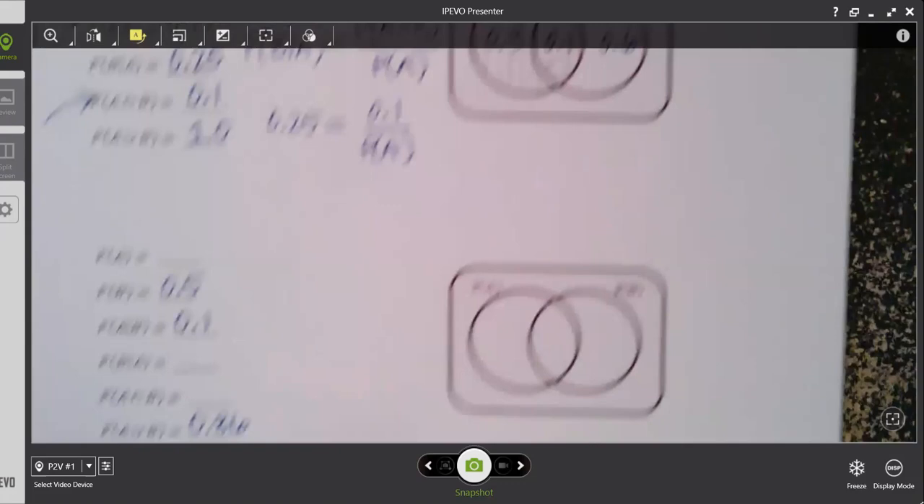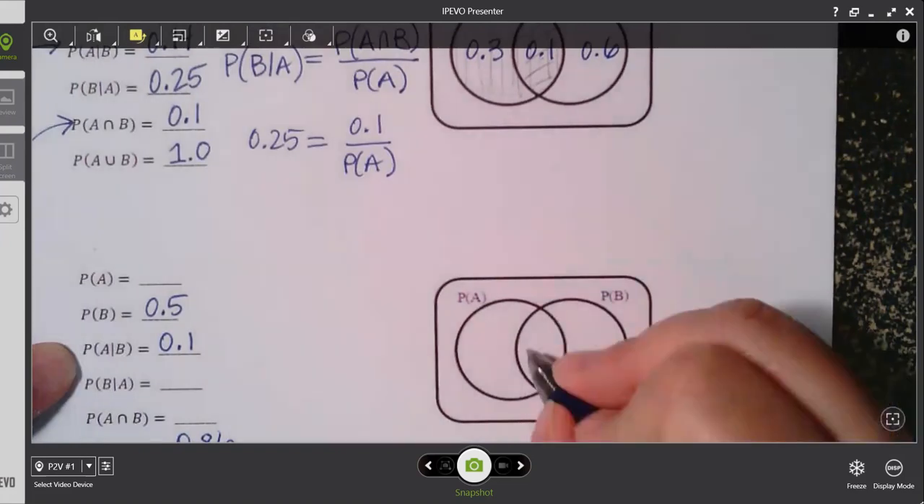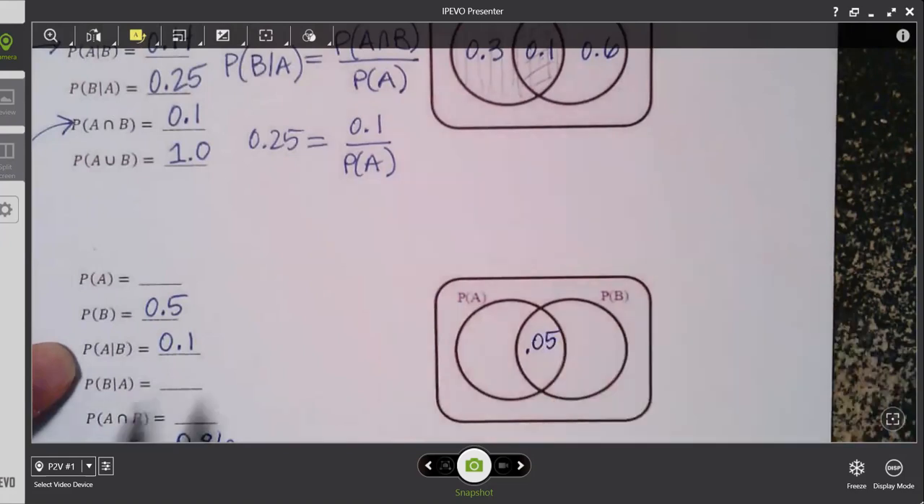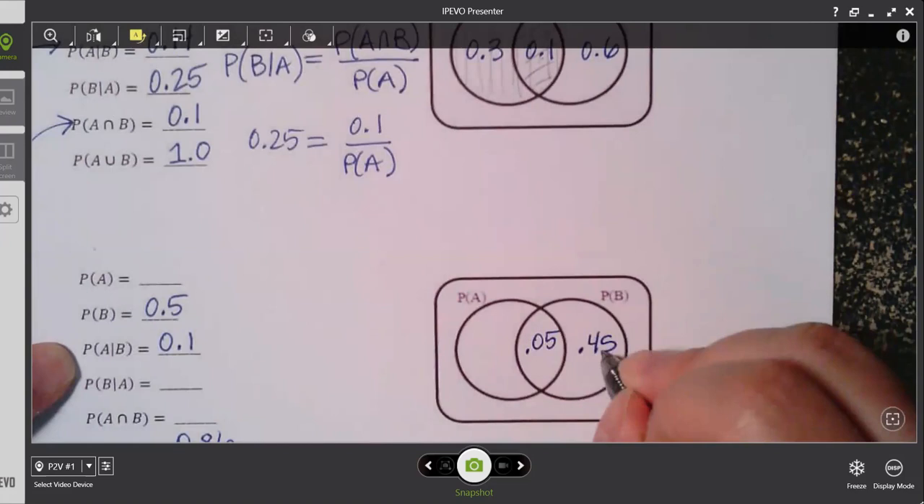Okay, so again, what I said here, probability of A given B, says that this part, this is the A part given that it's in B. So this part has to be 10% of this whole circle. This whole circle is 0.5. 10% of 0.5 is 0.05. I'm multiplying these two. And then that gives me 0.45 for the rest of it.